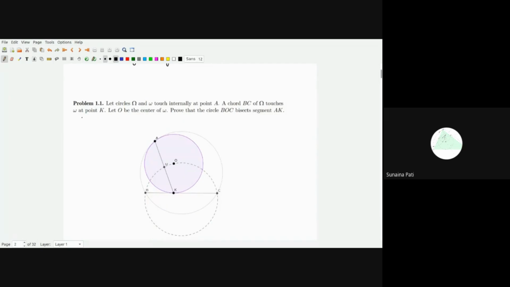You have two circles which touch each other at a point A, and then you have BC, a chord of the bigger circle which touches the smaller circle at point K, and O is the center of the smaller circle. Now you have to show that BOC passes through the midpoint of the line segment AK. So we have 5 minutes. We can start discussing at 7:10.